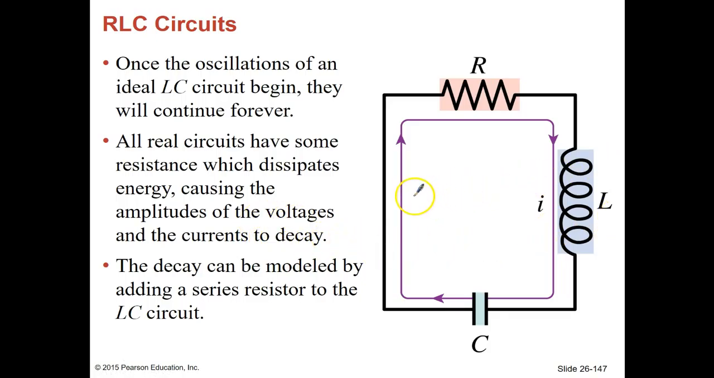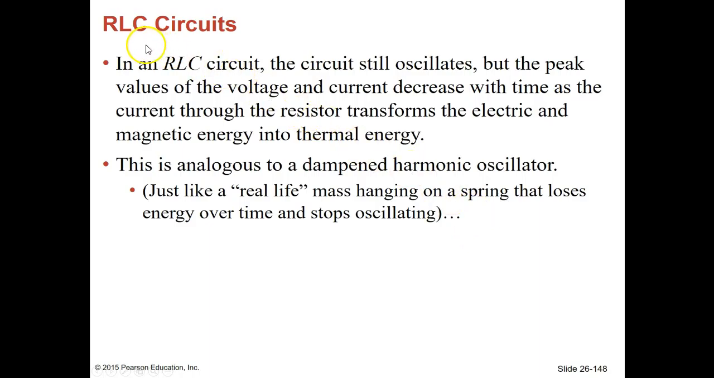And what does that mean? That means that the amplitude, so going up and down, of that voltage will end up decaying into nothing. That decay can be modeled by adding a series resistor right here to that LC circuit. In that RLC circuit, this circuit still oscillates, but the peak values of voltage and current do decrease with time.